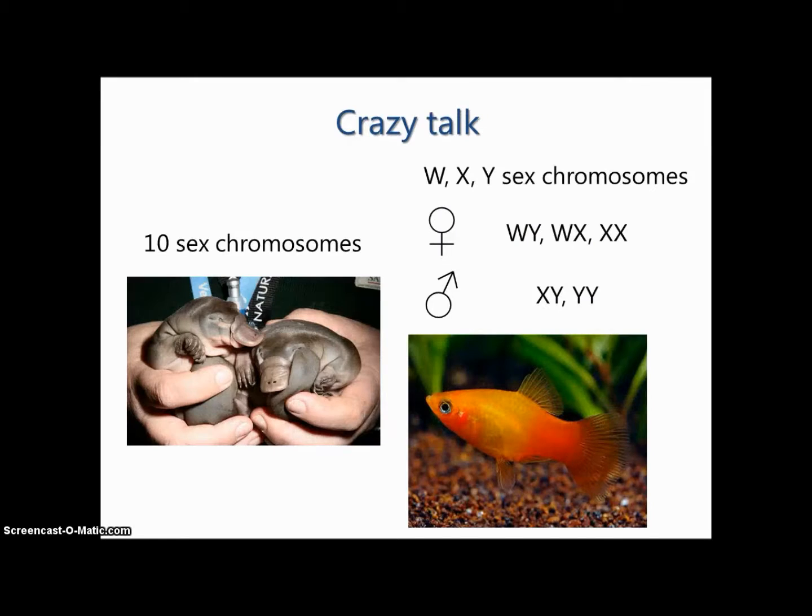And then you can get a whole bunch of general craziness where, for example, in platypus, they have 10 sex chromosomes. They have X's and Y's. Females have 10 X's and males have 5 X's and 5 Y's. And how these guys segregate during meiosis is very interesting. So you should look that up if you want to know more. Platyfish have 3 sex chromosomes, a W, an X and a Y, where certain combinations of these sex chromosomes can be female, whereas other combinations are going to be male.